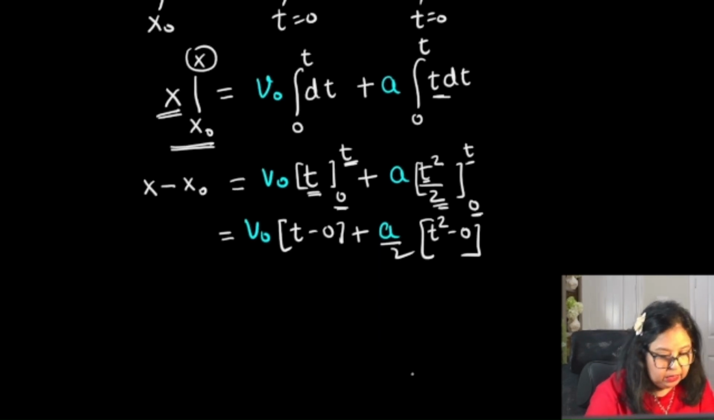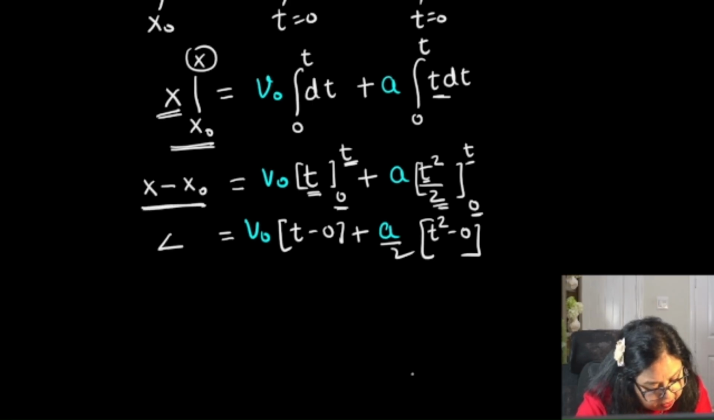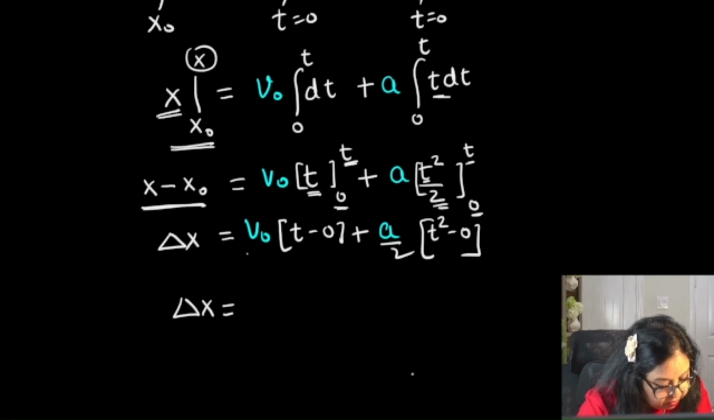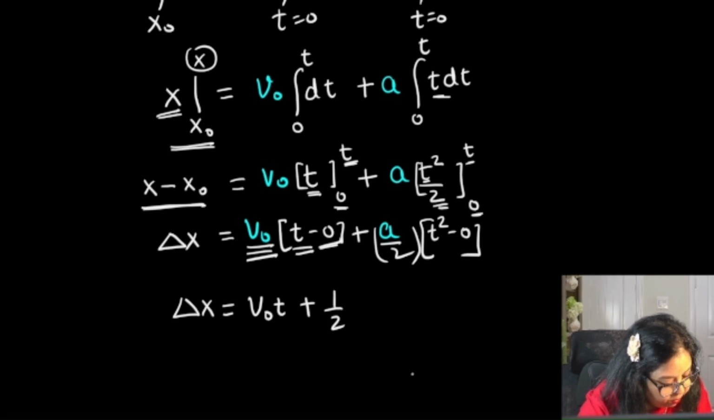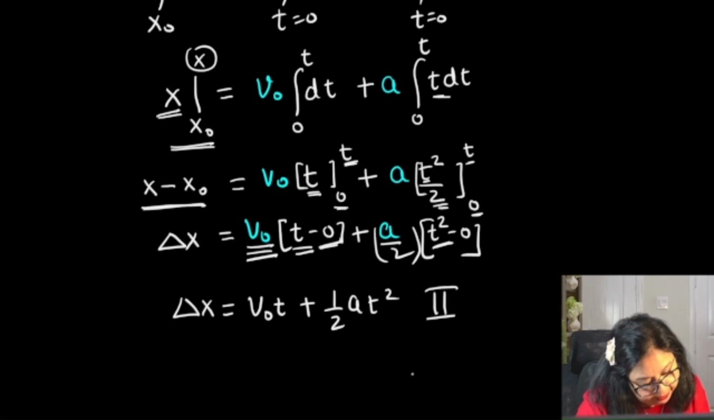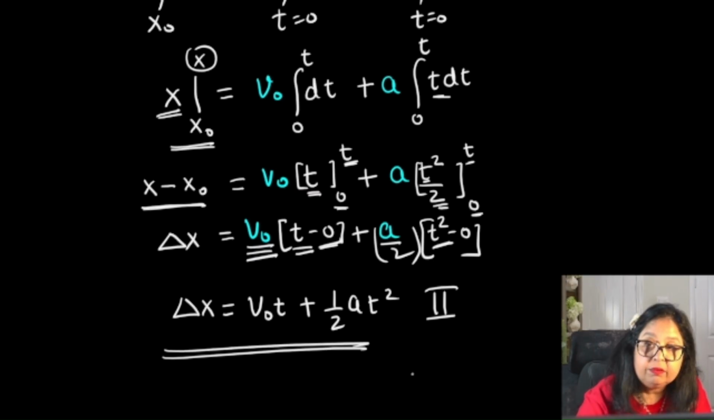What do we get? x minus x naught. How about we write this as delta x? We get delta x equals v naught times t, v naught times 0 is just 0, plus 1/2 a times t squared. Here you go, your second equation of motion already derived.